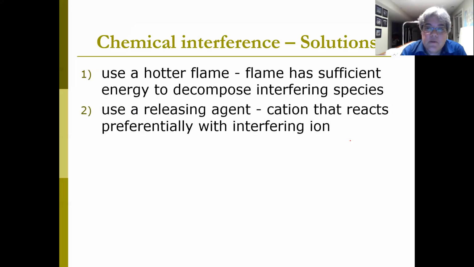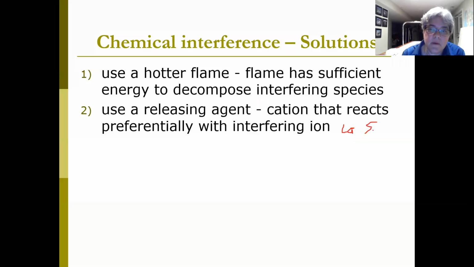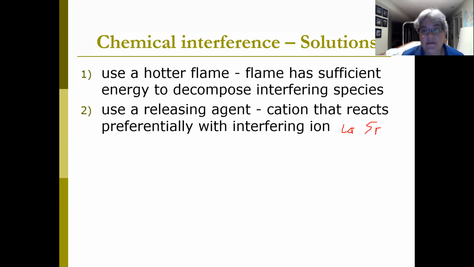The next thing you can do is use something called a releasing agent. So this is a cation that's going to interact with whatever is interfering. For example, in the calcium phosphate example, if you add lanthanum or strontium to your sample, these two ions really like phosphate. They like phosphate more than calcium.